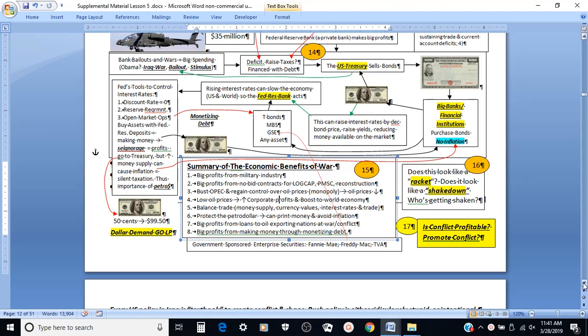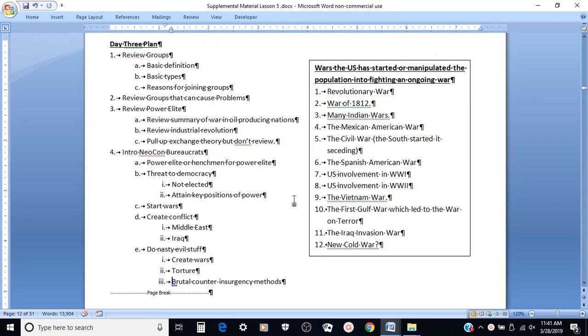But who makes money off of the debt? Well, the Federal Reserve Bank. They get to buy the debt. When they purchase these bonds, they own the debt. All right? They get to make money and they get to own the debt. What a deal is that? So is conflict profitable? Right? Is there incentive to promote conflict? And has the U.S. started a lot of wars?